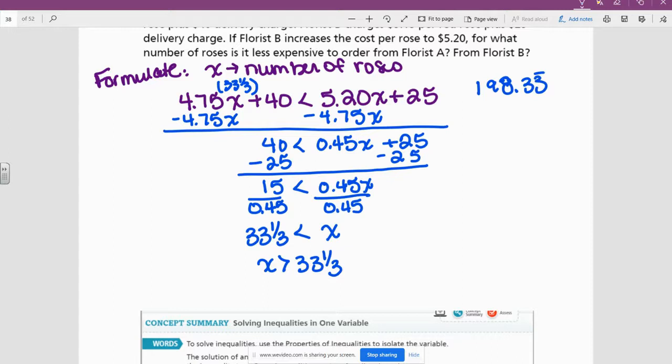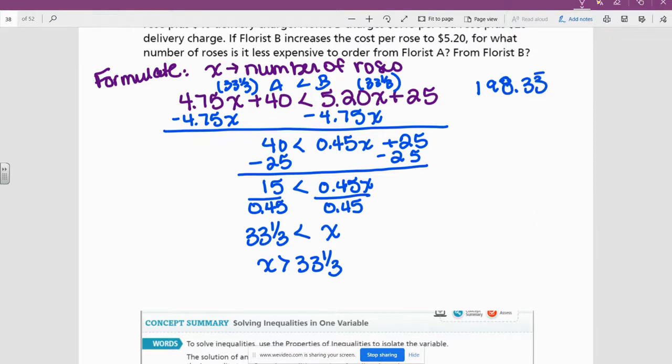On the other side, $5.20 times the 33 1/3 plus the $25, and I get the same thing. So I know my answer is correct here. So that's when they're exactly the same. If you buy 33 1/3 roses, you're going to pay $198.33, no matter what. But the question was, I set it up as when is Florist A, remember this is A on this side, less than B? And the answer is when X is greater than 33 1/3. So that's my interpretation for the A.